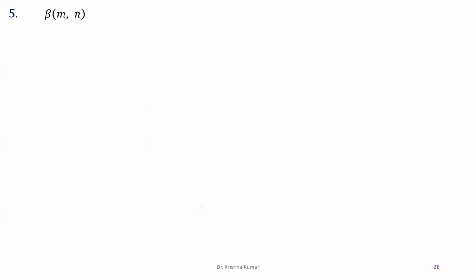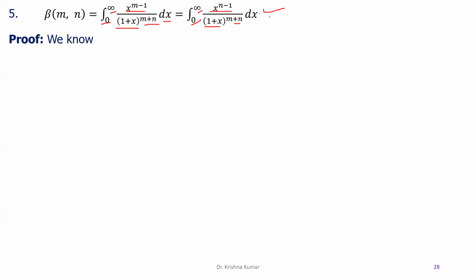Property number 5: beta of m, n is equal to the integration of x^(m-1) upon (1+x)^(m+n) under the limit 0 to infinity dx. That can also be written as the integration of x^(n-1) upon (1+x)^(m+n) under the limit 0 to infinity with respect to x. So let us try to prove this result also.